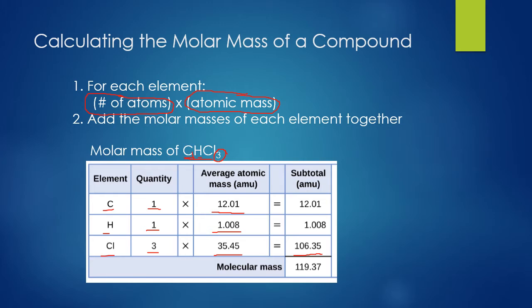Now for the total molar mass of that entire compound, we need to add the carbon to the hydrogen to the chlorine, and we get a total of 119.37, and the units are grams per mole.